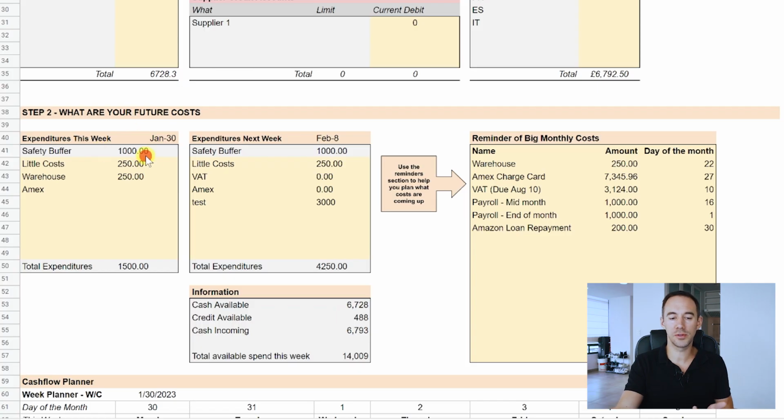Now, the third point is about the safety buffer. If we jump onto the computer right now, you can see here under future costs, it's got your safety buffer. Really, your safety buffer is the amount of money you want to make sure you've got in the account every single week at all times, to ensure that if you've got any problems or any unexpected expenses, you can deal with them. One thing we also added into the sheet was little expenses. Little expenses are those small expenses like software tools that all just add up. So we put that in as well, but we also have a safety buffer.